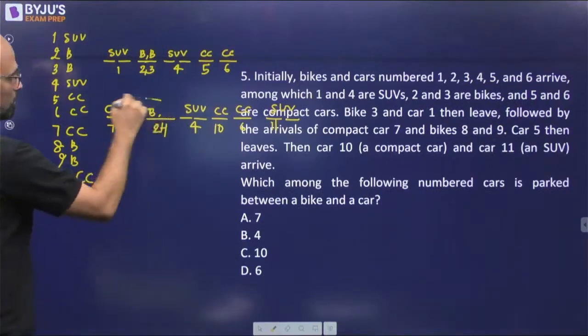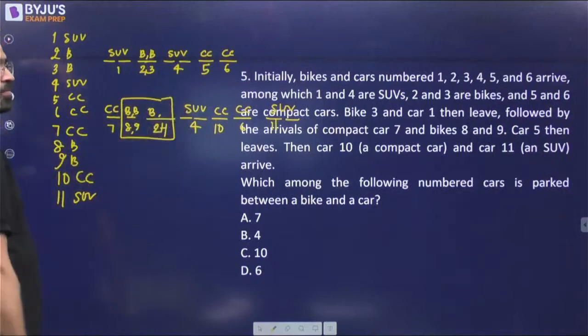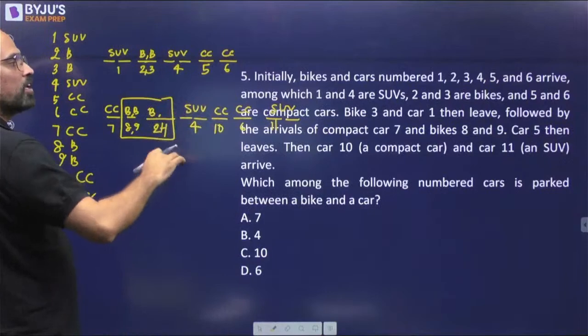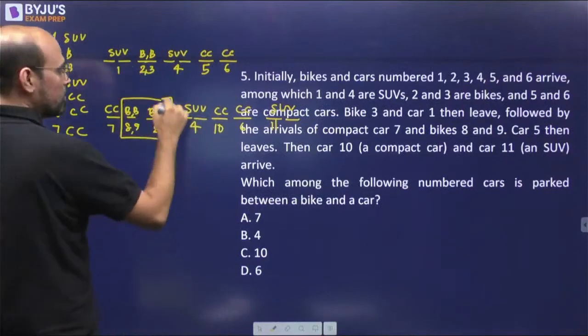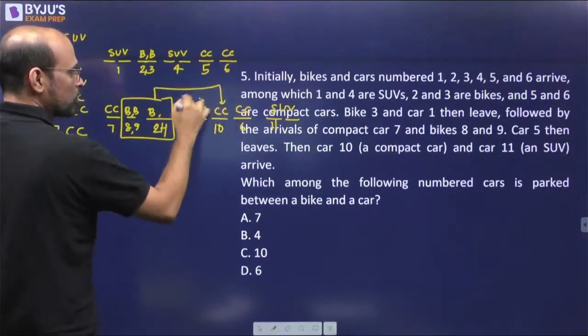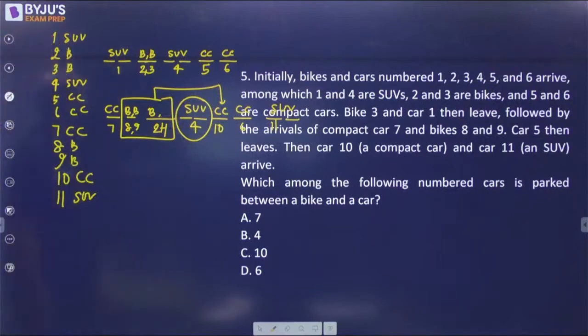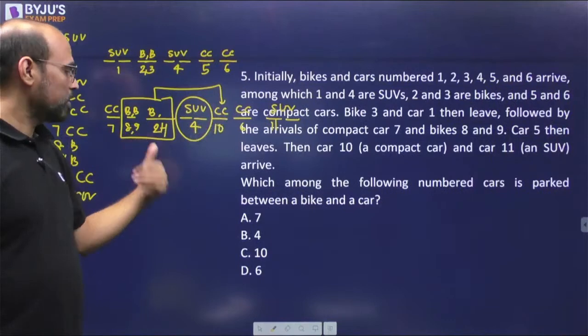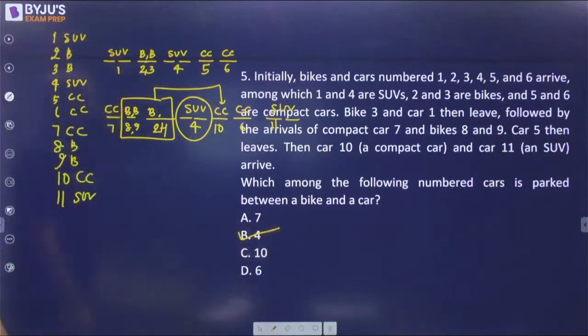The question is, which among the following cars is parked between a car and a bike? See, the bikes are just over here, and these are the cars here. So they are asking which car is between a car and a bike. So the bike is here, the car is here. So we can say the 4th number. That SUV car is parked between a car and a bike. So 4th.